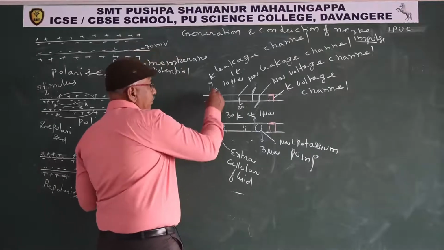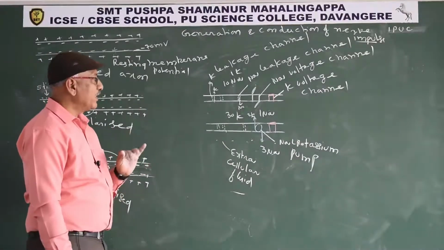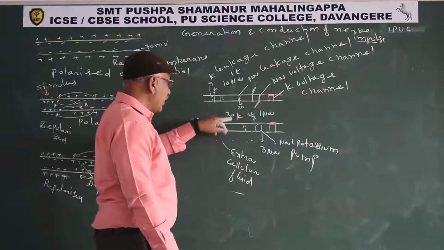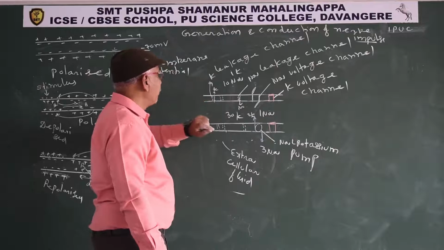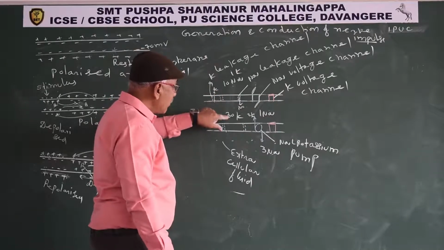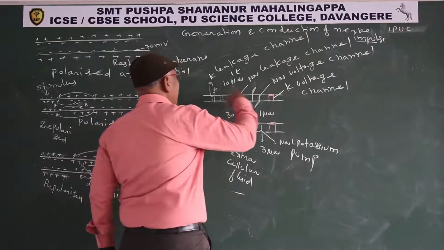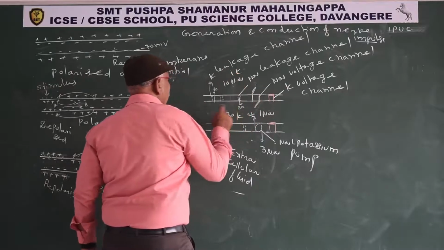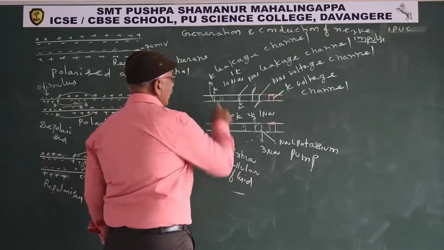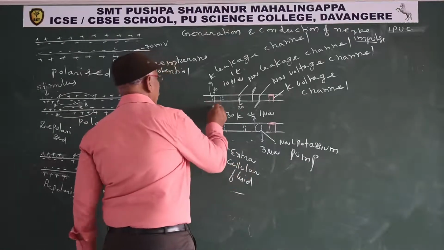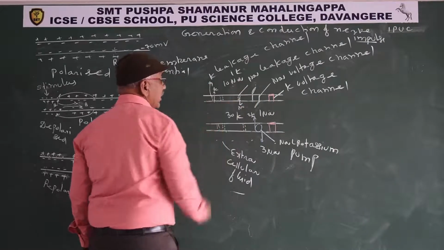At rest, potassium leakage channels are more when compared to sodium leakage channels. The concentration of potassium is 30 times more in axoplasm when compared to extracellular fluid. The concentration of sodium is 10 times more in extracellular fluid when compared to axoplasm. Ions move from high concentration to low concentration. So through the potassium leakage channel, potassium goes out, and through the sodium leakage channel, sodium enters into the axoplasm.